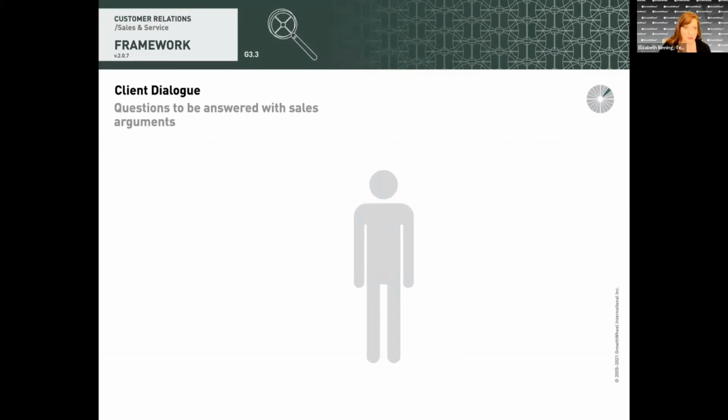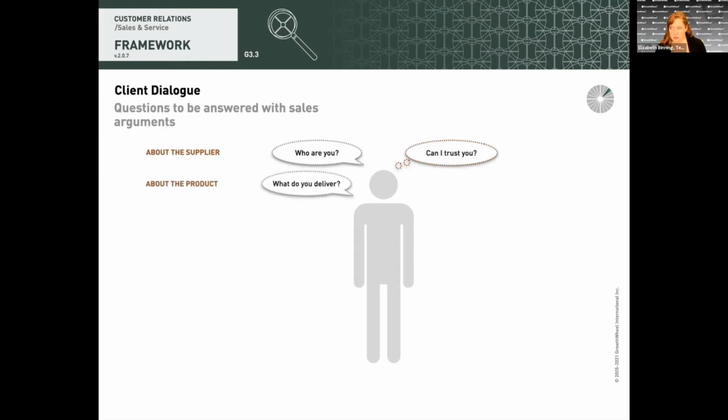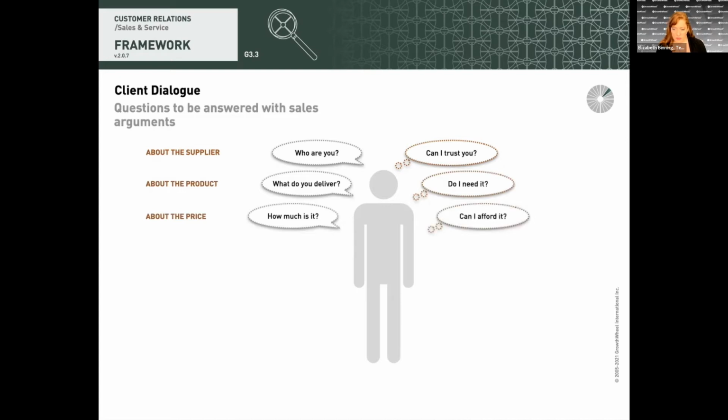The GrowthWheel Framework Client Dialogue shows a series of skeptical questions that you can expect the client or customer to ask in a sales situation, along with what they really want to know. The questions cover 4 elements that the client will consider before buying your product. Who is the supplier? What is the product? How much is it? And what are the risks?